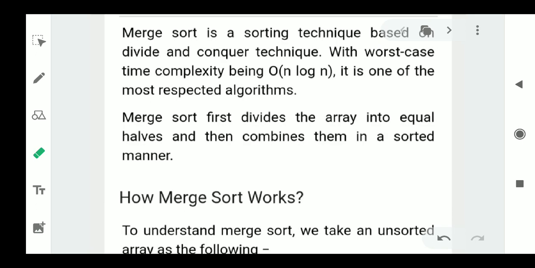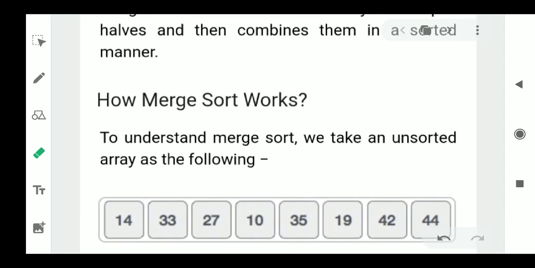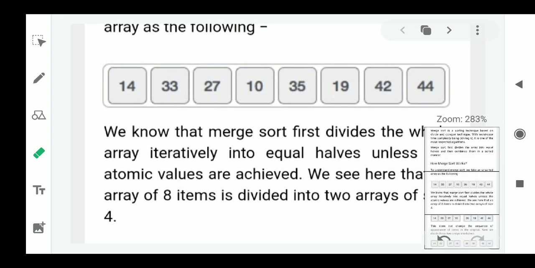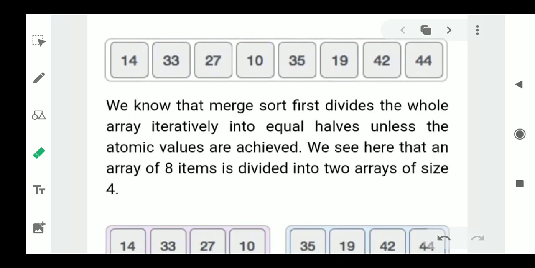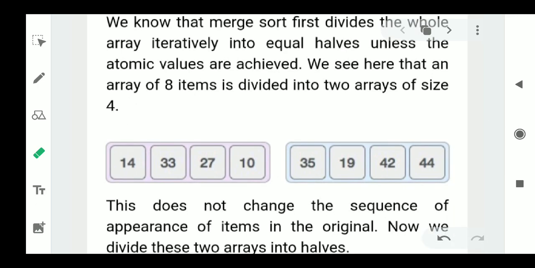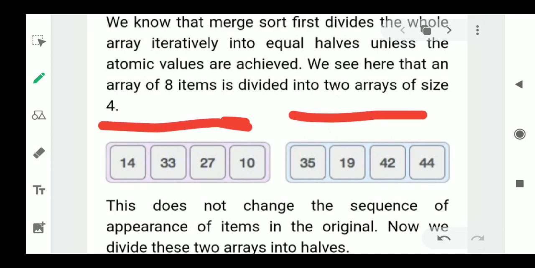So let us see how merge sort is going to work. Consider this example. We are given some list of elements, and we are taking an example of totally 8 elements. We are going to divide these 8 elements into 2 halves. So our first step is dividing the elements into 2 halves. The given list of elements is divided: first 4 elements in the first list, second 4 elements in the second list.